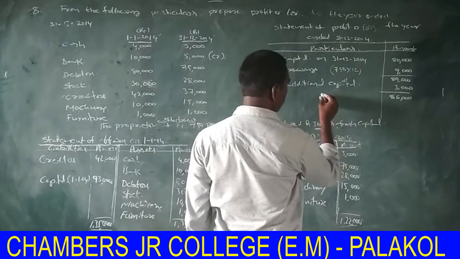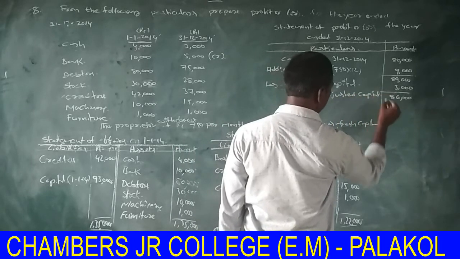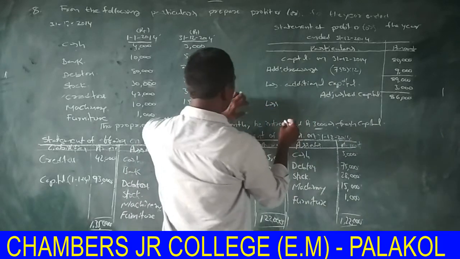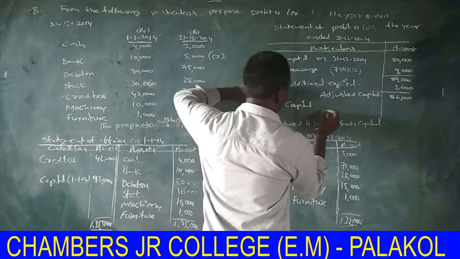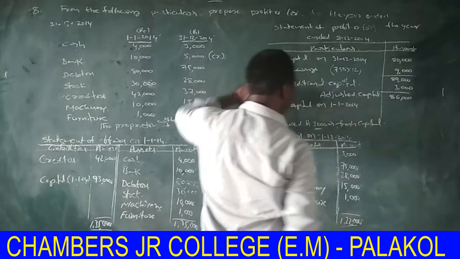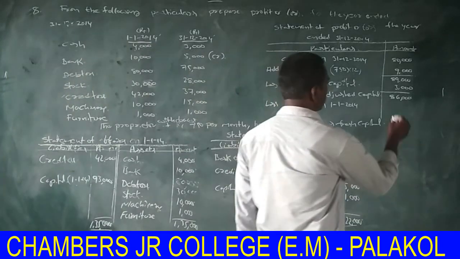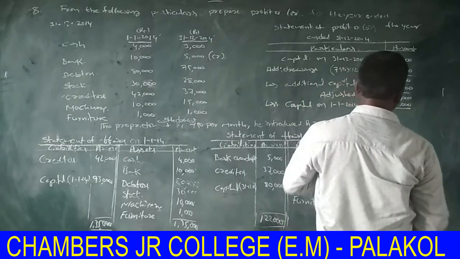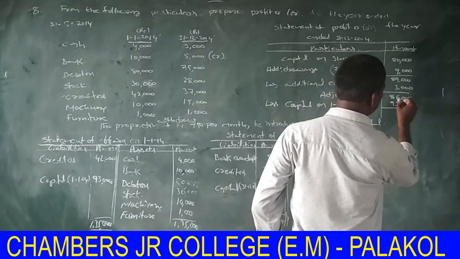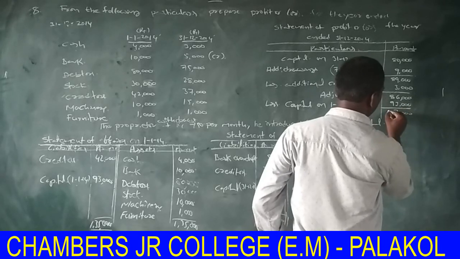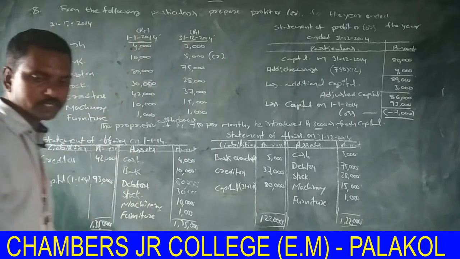86,000. This amount is called adjusted capital. Adjusted capital 86,000. Now less the amount of opening capital, or capital on 1/1/2014, capital at the beginning. The amount is rupees 93,000. Adjusted capital minus the capital on 1/1/2014 is the minus balance, that is rupees 7,000. This is called loss. Minus balance means loss. Okay.